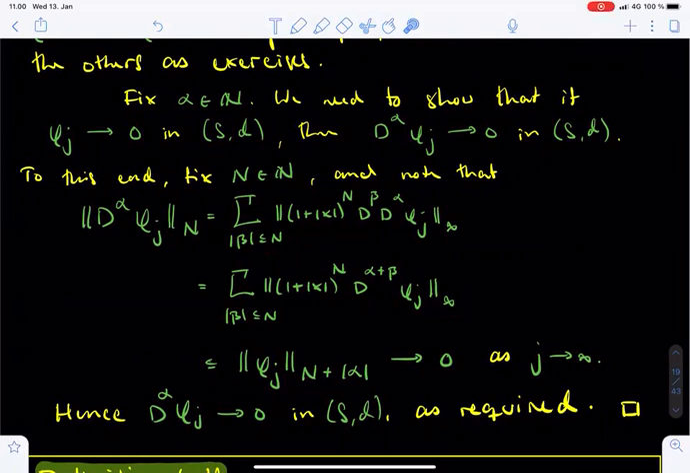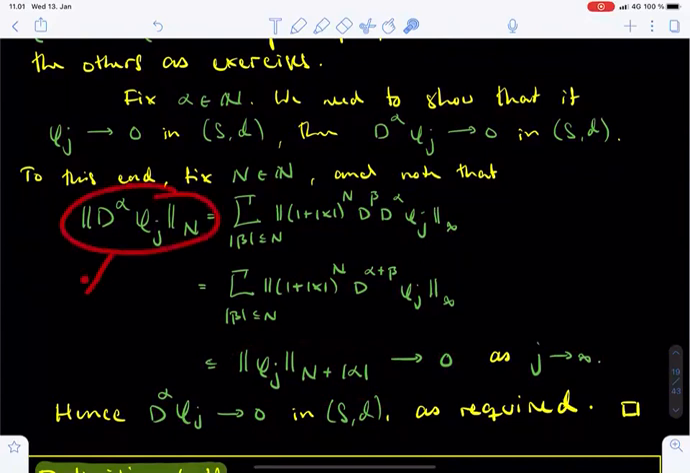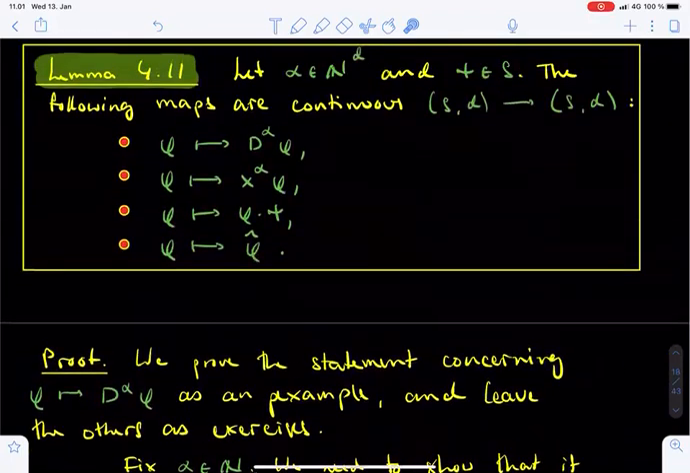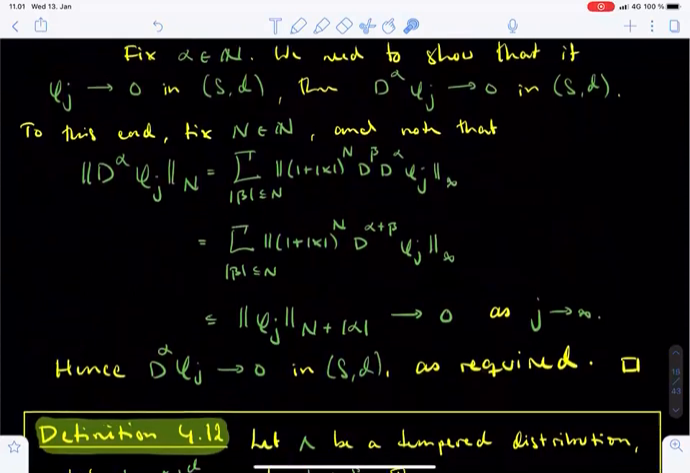Now recall that the sequence phi_j tends to zero in the d metric. So in particular, the (n plus the order of alpha)-norms of the functions phi_j tend to zero as j tends to infinity. Hence, the same is true for the n-norms of the functions ∂^alpha phi_j. Since the natural number n was arbitrary, it follows that the functions ∂^alpha phi_j tend to zero in the space S as required. This completes the proof of the first part of Lemma 4.11, and as I mentioned, the other parts are left as exercises.